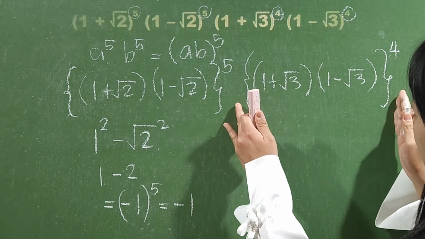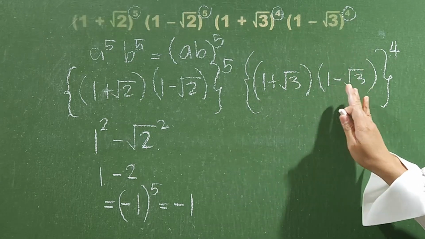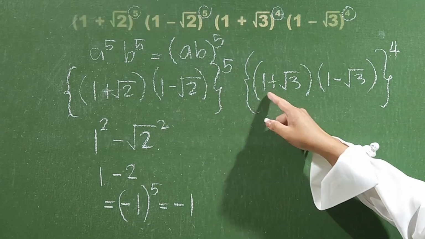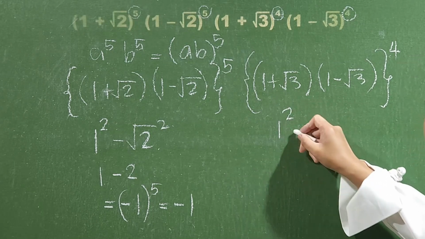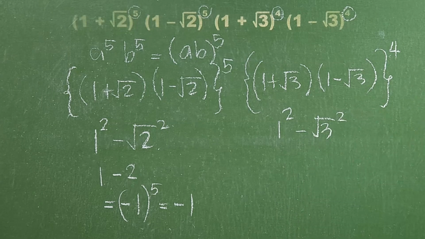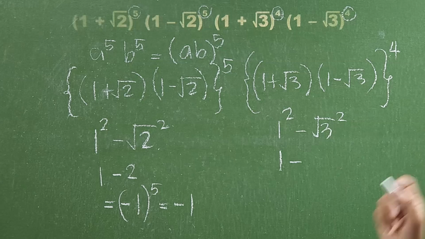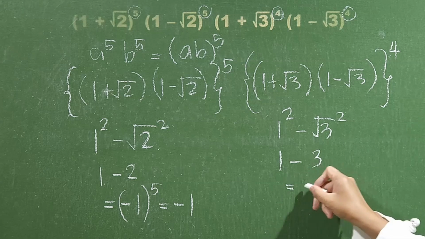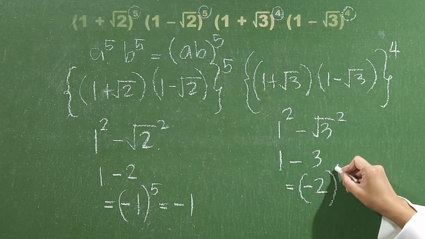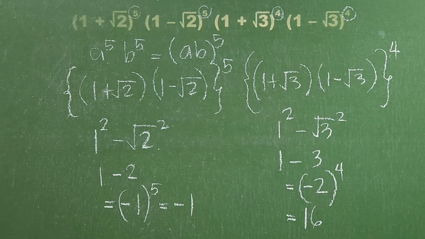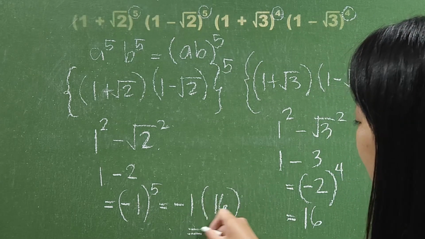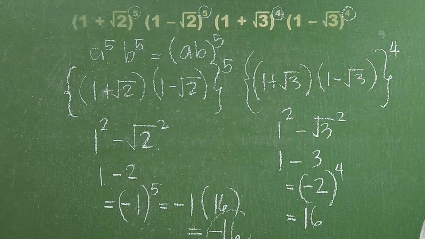Okay, how about here? 1 plus square root of 3 times 1 minus square root of 3, it's the same thing. Difference of squares. So this is 1 squared minus the square root of 3 squared. 1 squared is 1 minus square root of 3 squared, then this is 3. So this is equal to negative 2. And raise it to the power of 4, then it means it's positive 16. So if we multiply negative 1 times 16, then our answer would be negative 16.